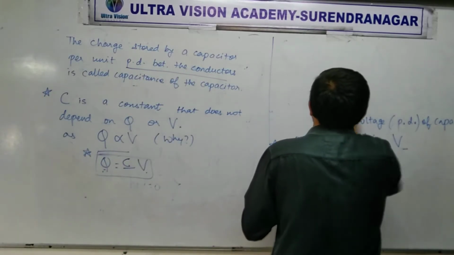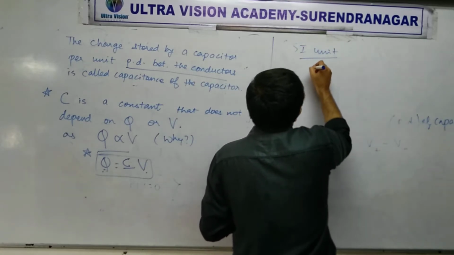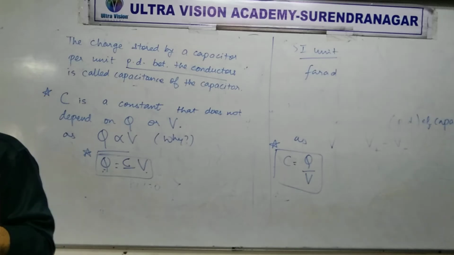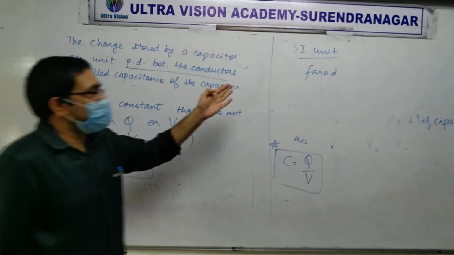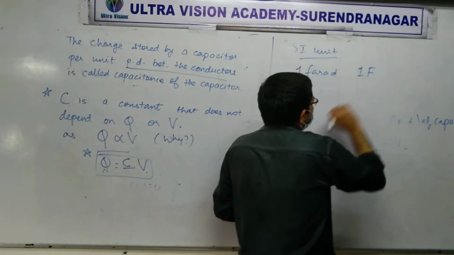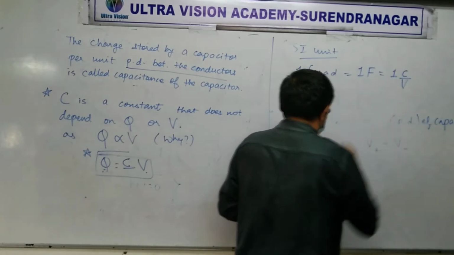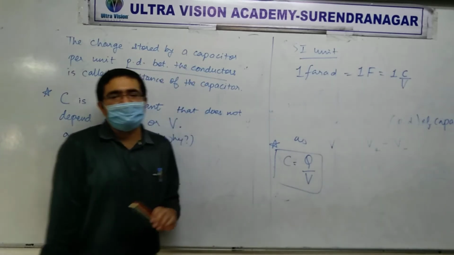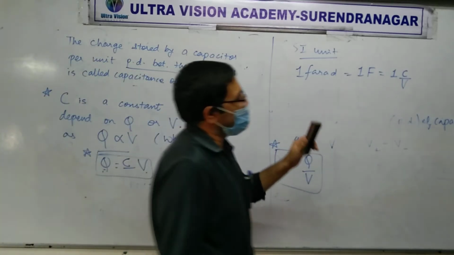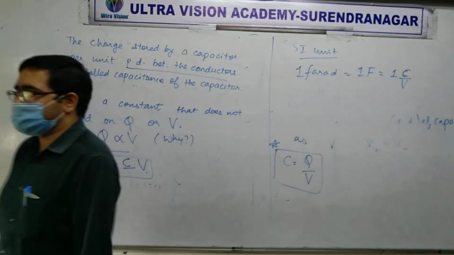The SI unit of capacitance is farad. F-A-R-A-D. So 1 farad, which is written as 1 F, capital F is the symbol, is equal to 1 coulomb per volt. Charge unit is coulomb. Potential difference unit is volt. So 1 coulomb per volt is 1 farad, named after Michael Faraday.